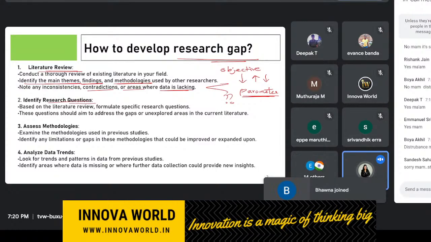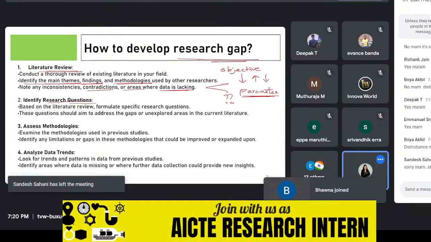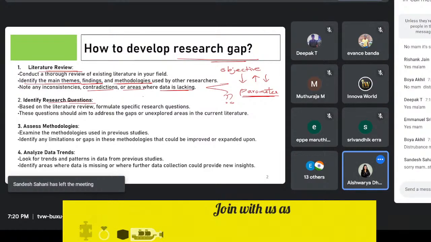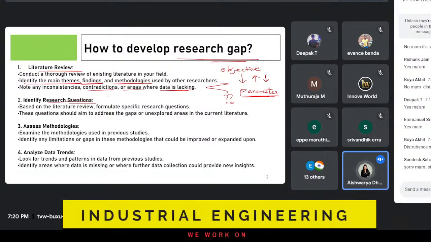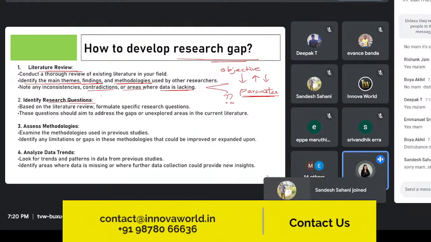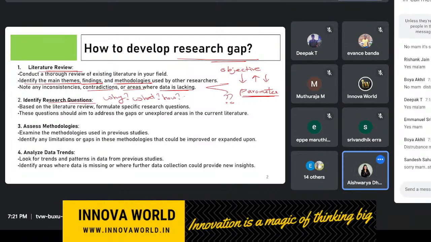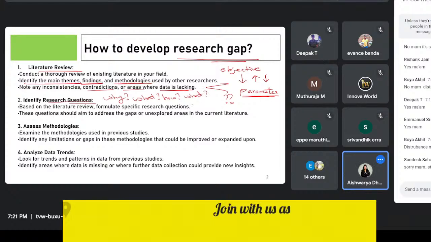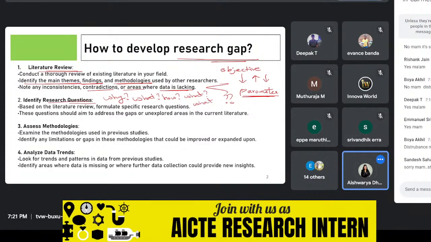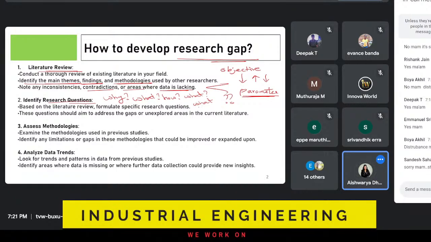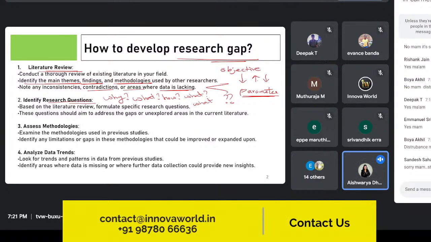Now, when you're developing your research article, when you're writing a research paper, you should ask certain research questions to your own work. Before anybody asks any question, you should ask: what is my objective? Why am I pursuing this objective? What are my parameters? How am I going to utilize these parameters? What will be my outcome? And what will be my implementation? Ask these 5 basic questions when you're developing your objective.